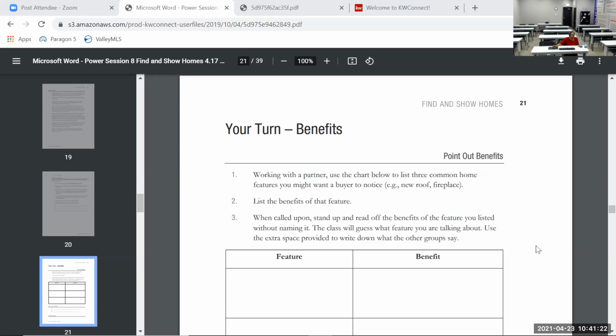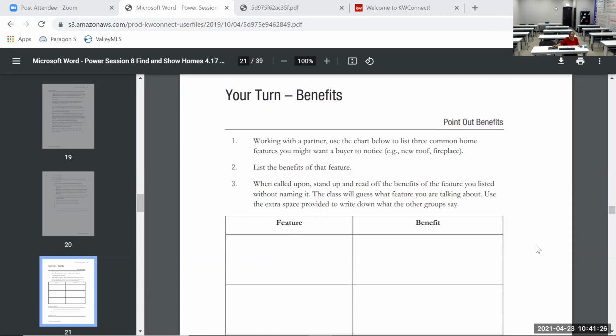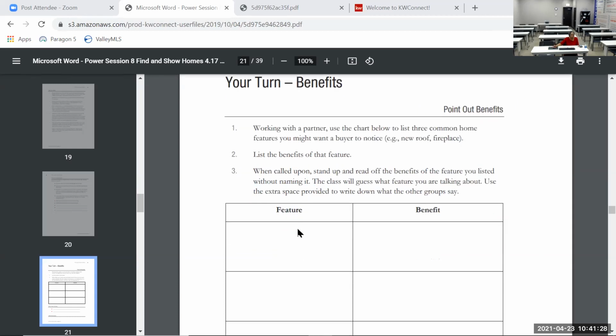Okay, so you're gonna use the chart below to list 3 common home features. You're gonna list the features 1, 2, 3, and then you're gonna list the benefits of that feature. So let's say if it's a backyard, what's the benefits of a backyard? You can have barbecues, you can entertain, the dog can run around, the kids can run around, the grandchildren can run around, whatever the benefit may be. So list the feature and the benefit.